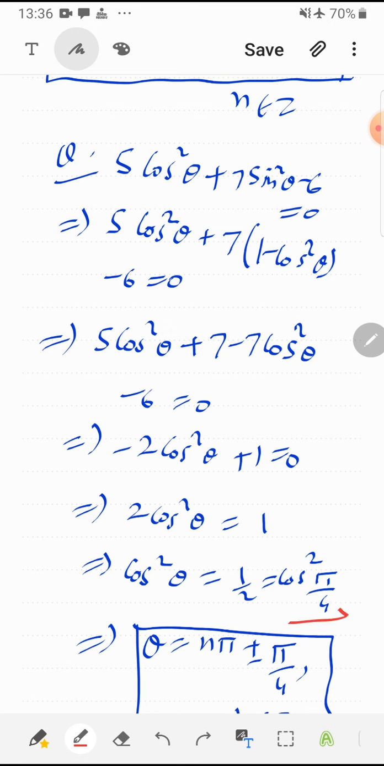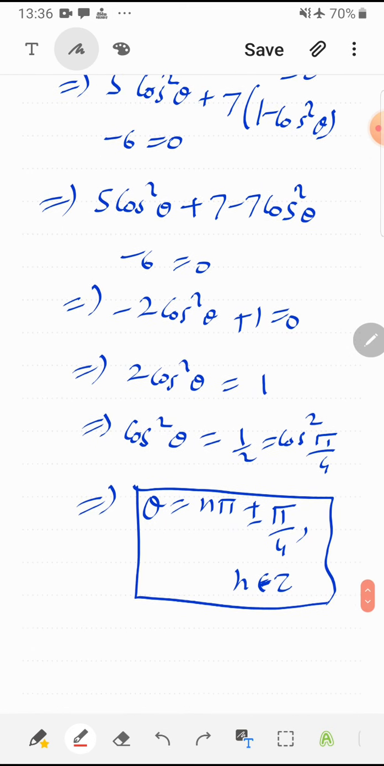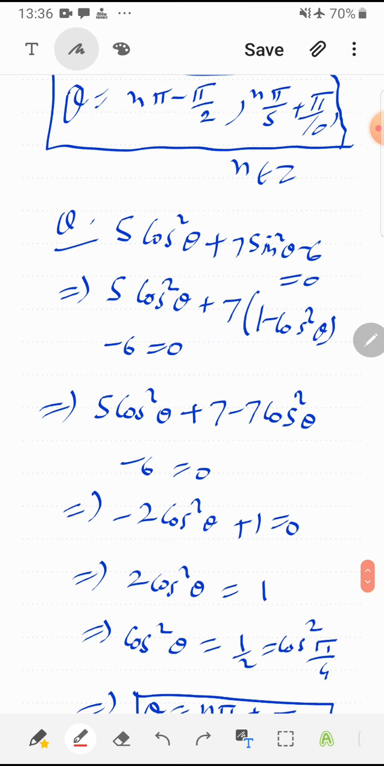And just now we have studied the formula that when two cos squares are equal, theta is equal to n pi plus minus pi by 4, where n belongs to z. So I hope you have got all these questions.